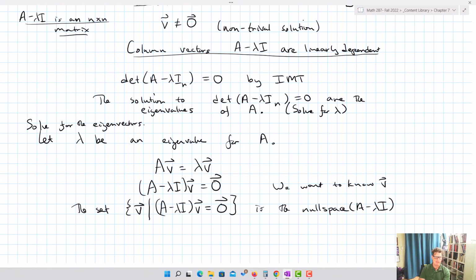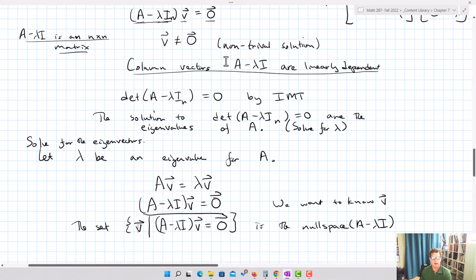Think about it for a moment. I'm trying to solve this system, which is the homogeneous system. The solution to the homogeneous system is the null space of the matrix. That's the process we're going to use to solve for our eigenvectors and eigenvalues.